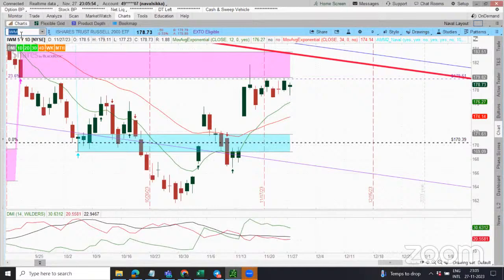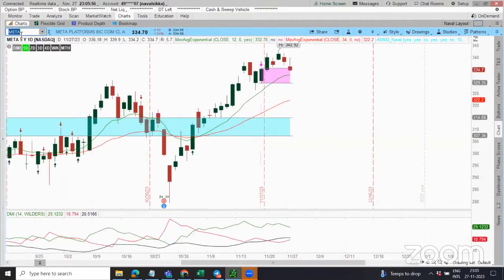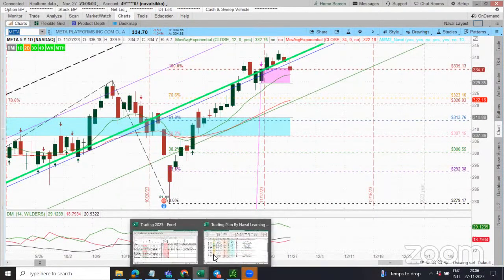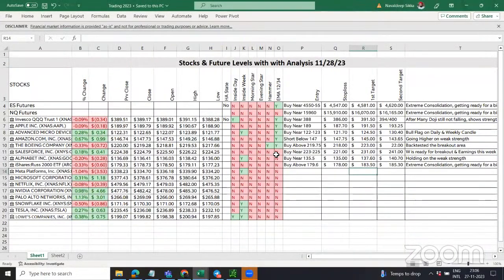Meta. Meta is weak. It's a hammer on the top. The 1, 2, 3, 4 EMAs are all positive. For Salesforce, I missed that.